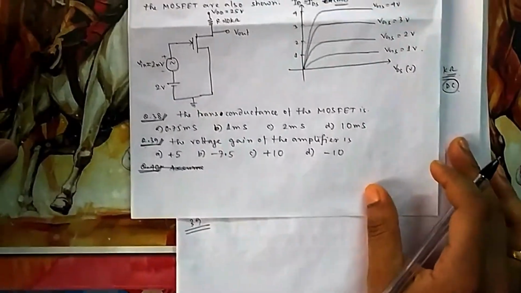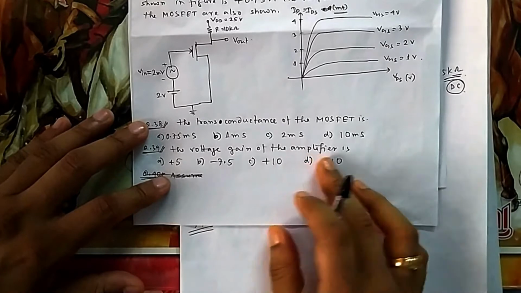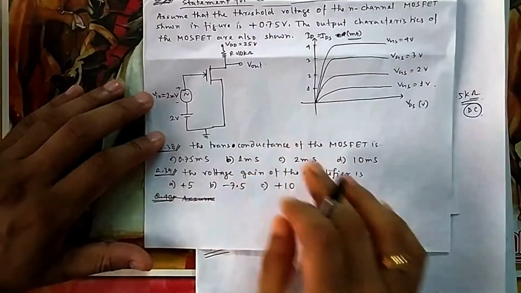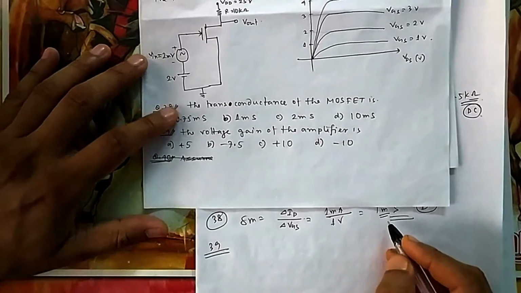Okay, coming to question number 39, what they are asking is the voltage gain of the amplifier. So voltage gain will be V out by V in. Okay, now you know the transconductance. What is transconductance?